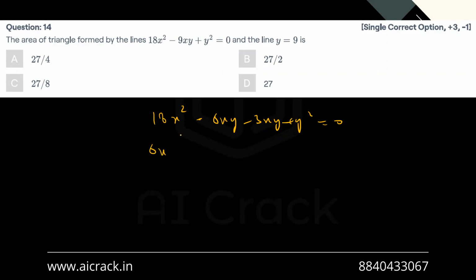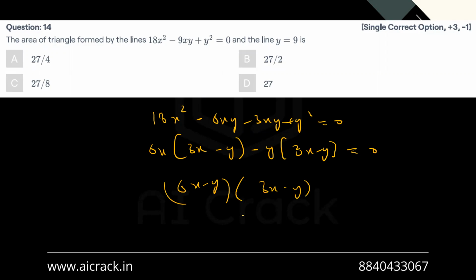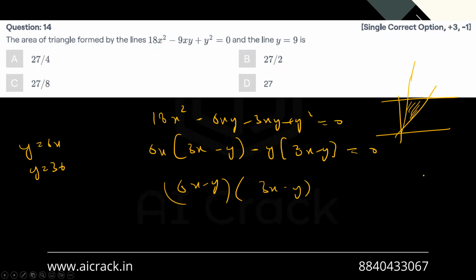So basically we are getting 6x as common, 3x minus y and minus y, 3x minus y equals 0. So 6x minus y and 3x minus y. So basically we have got y equals 6x and y equals 3x and a line y equals 9. I think we have done this question even in the area under the curve type of questions. We have done this kind of question that this is y equals 6x, this is y equals 3x, and this line is passing through y equals 9, cutting through here, and we have to find out this area, right? So that's a very simple problem.